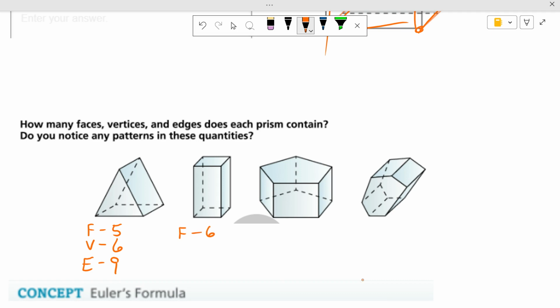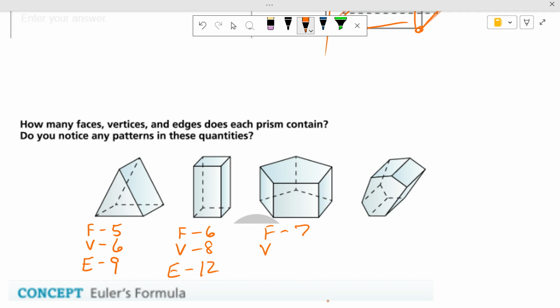This thing, how many faces does it have? 6. 1 at the top, 1 at the bottom, 4 around the sides. How many vertices? 8. How many edges? 4 around the top, 4 around the bottom, and 4 that connect them, which is 12. Pentagonal. How many faces does it have? 1 at the top, 1 at the bottom, and how many around the sides? 5, so that's a total of 7.